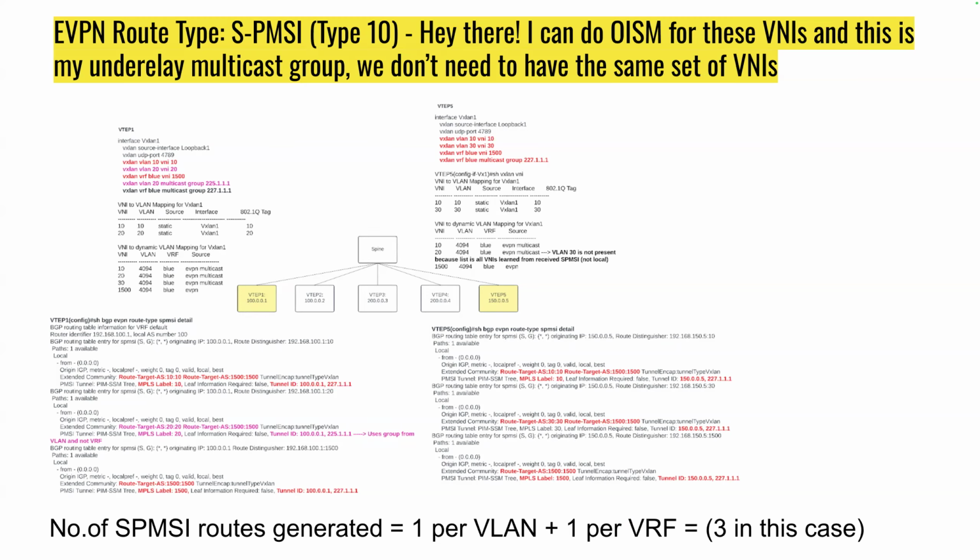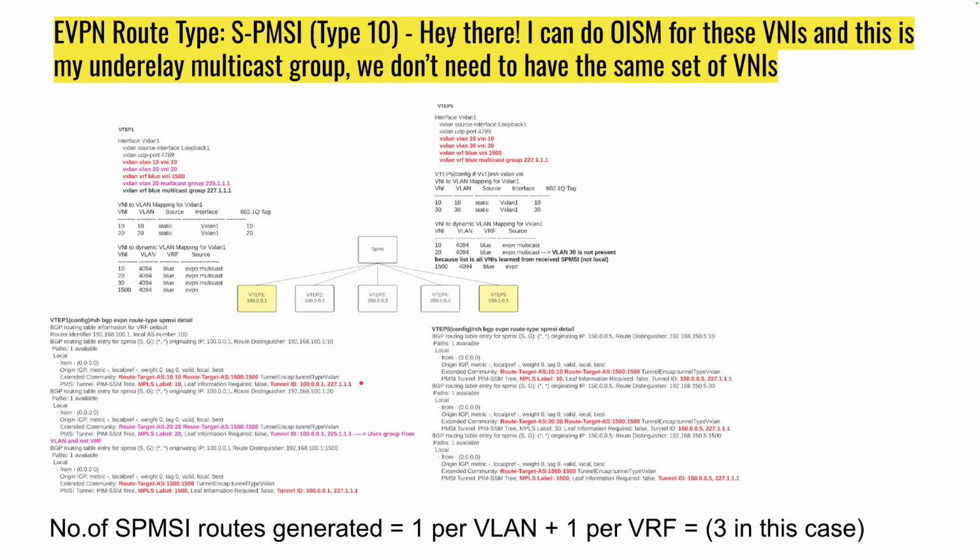Now there is a reason why we are including both route targets in this per VLAN SPMSA, where you have route target 2020 and also route target 1500, which is the VRF route target. We'll discuss why it is added here. So on VTEP 1, if there is any feed that is coming in VLAN 20, it will encapsulate with 225,111. And if it's coming in VLAN 10, it would be using 227,111.